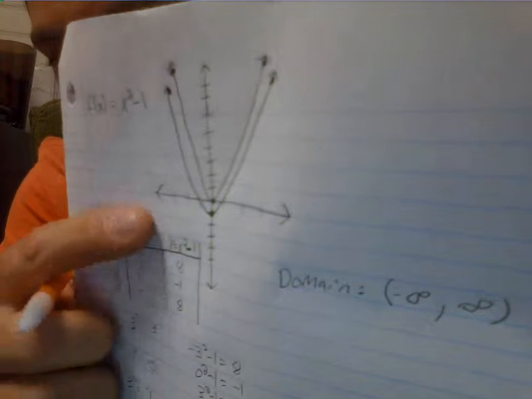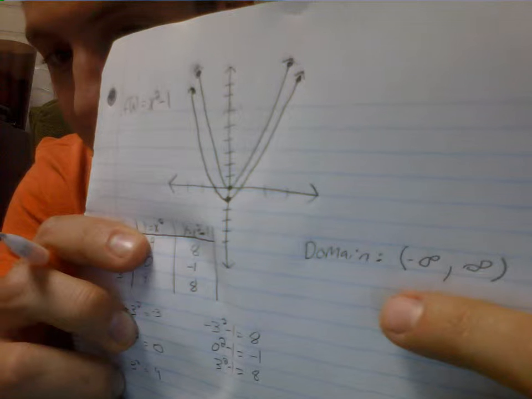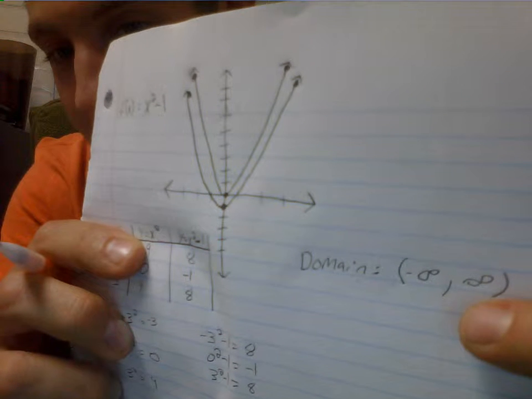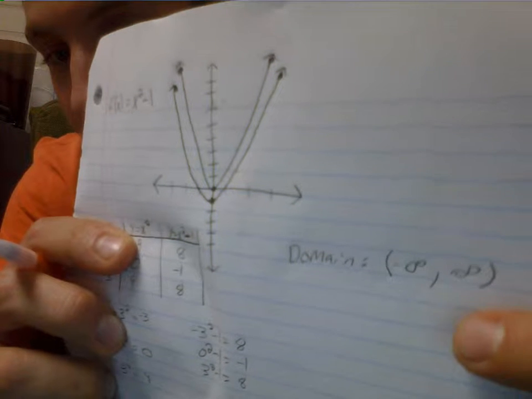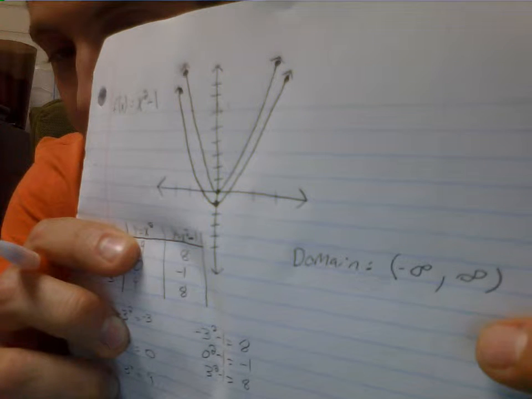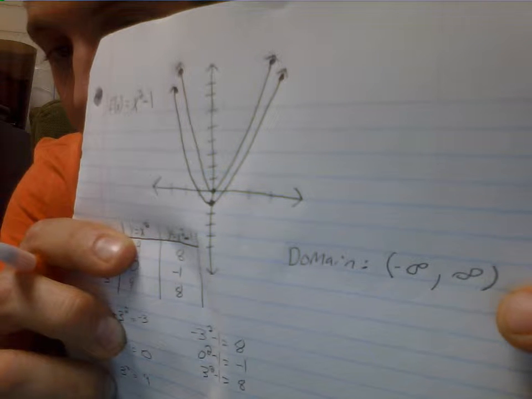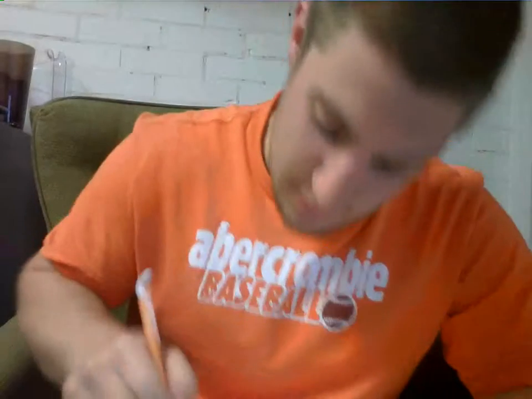And right here, over here, would be how you write domain for all the x values, negative infinity, infinity. And you must use parentheses because it is constantly going. If you had less than or equal to the variable, then it would be a bracket. Next we'll find the range, which is all of the y values.